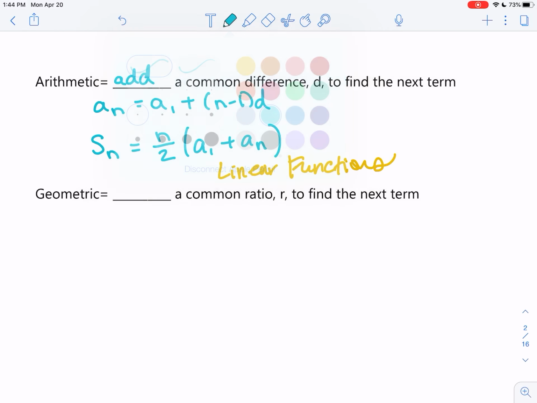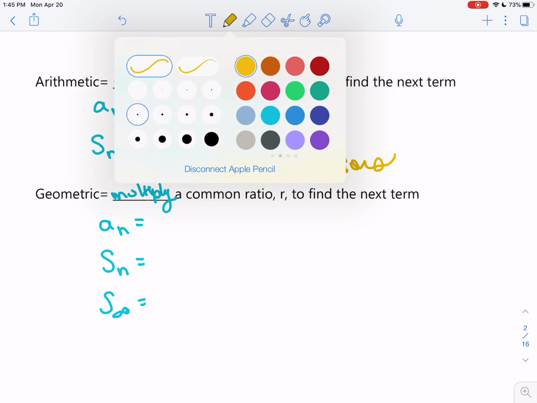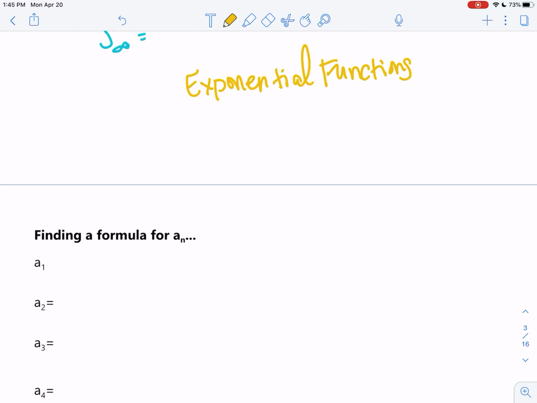Okay, and today we're going to be looking at geometric sequences and series. And you guessed it, geometric is when you multiply a common ratio r to find the next term. So we are going to be looking for a formula for the nth term, as well as the sum of the first n terms, and something unique to geometric sequences is sometimes they can have an infinite sum, okay? And just like arithmetic sequences are analogous to linear functions, geometric sequences are analogous to exponential functions, okay? All right, well, let's get started here.